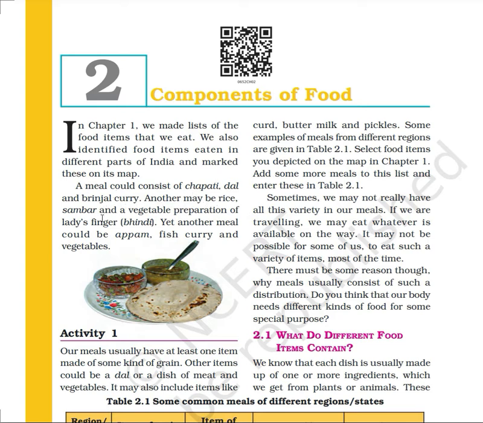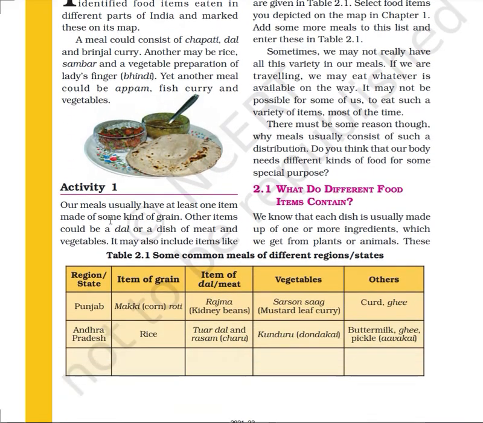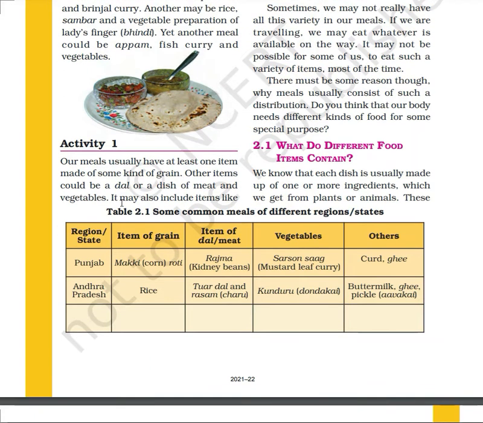Another may be rice, sambar and a vegetable preparation of ladyfinger, bhindi, which is said bhindi in Hindi. Yet another meal could be appam, fish curry and vegetables. So there are infinite possibilities of different meals. You can make new meals, you can make different combinations of different food items to make a new meal, etc. So yes, the fun part that I hate, the activities, are here.